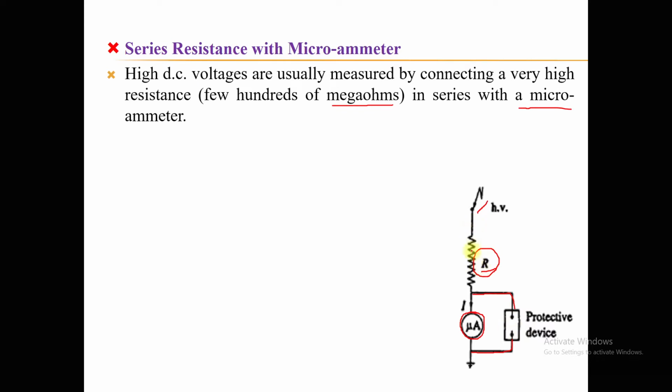So suppose the flashover takes place during the testing over the surface of this high voltage resistor, or sometimes the resistance fails, then the short circuit current flows through this emitter, so it may damage this emitter. So to protect this emitter against the short circuit current conditions, the protective device is used.